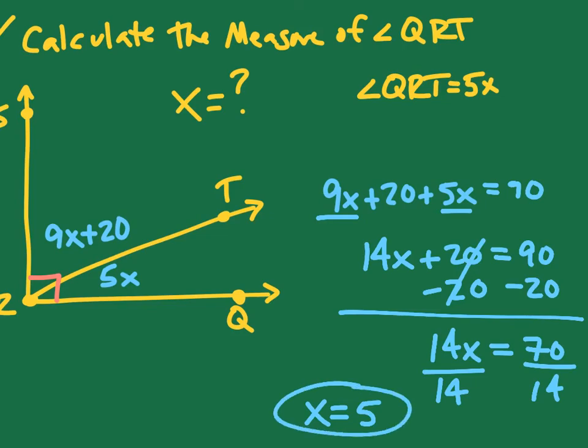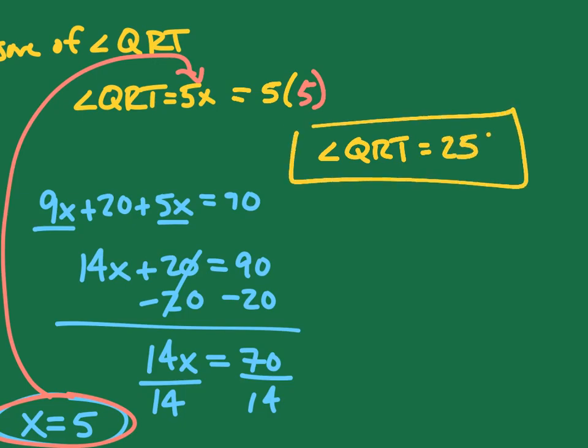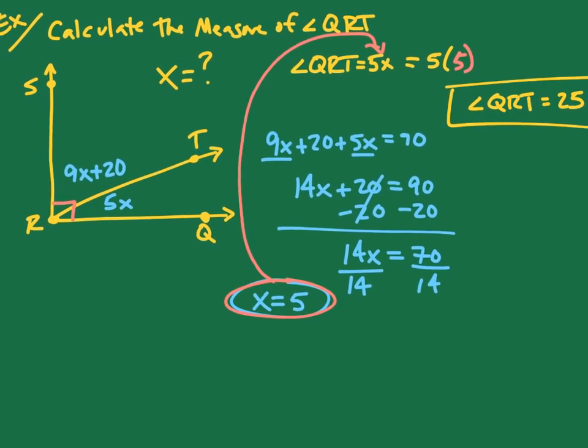From there, once I've solved for x, I take this value and I plug it into x of my expression. So angle QRT is equal now to 5 times my value for x, which is 5. And I then know that angle QRT, after we do the math, 5 times 5, is 25 degrees. And that's how we solve these kinds of problems.